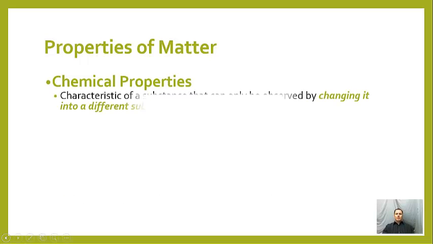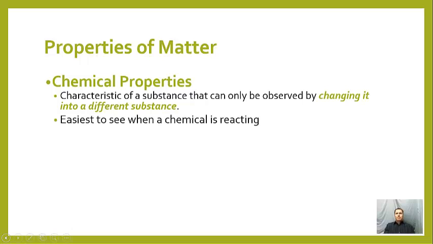Next, we'll talk about the chemical properties. Unlike physical properties, we can't observe the chemical properties without changing it into a different substance. So we're reacting it somehow to create a new substance. And the easiest way to see it is, like I said, through a chemical reaction. Okay, example, the ability to burn.